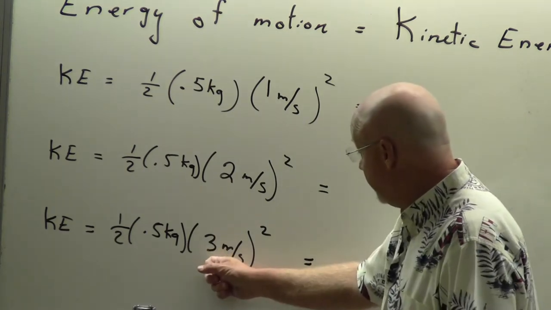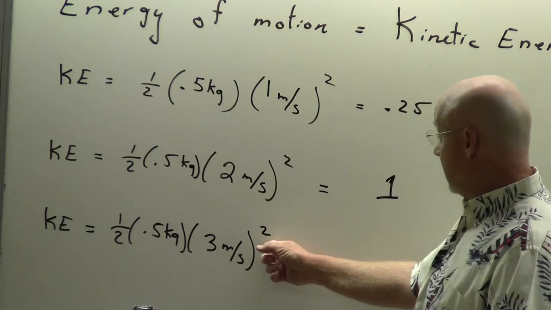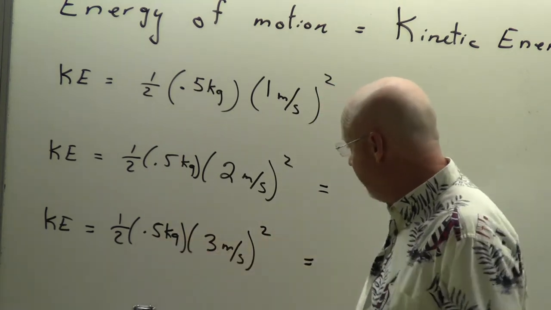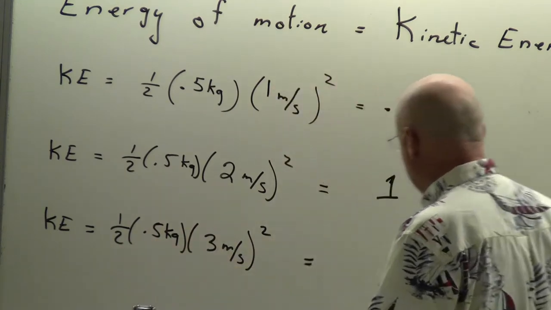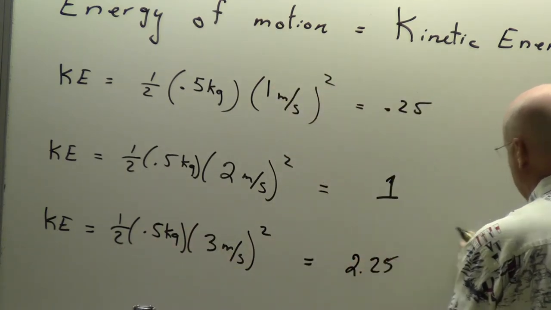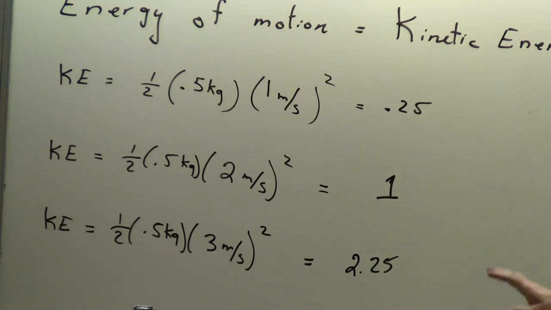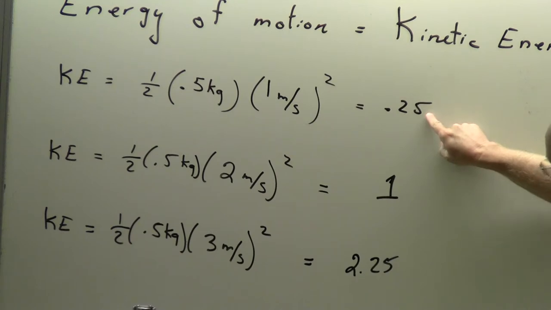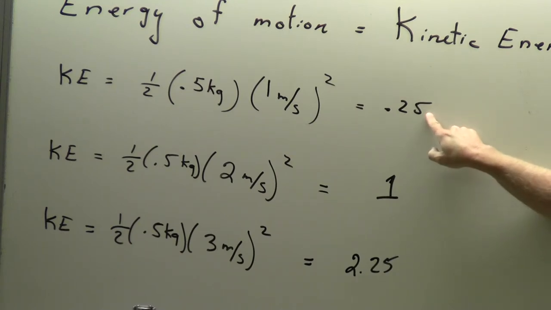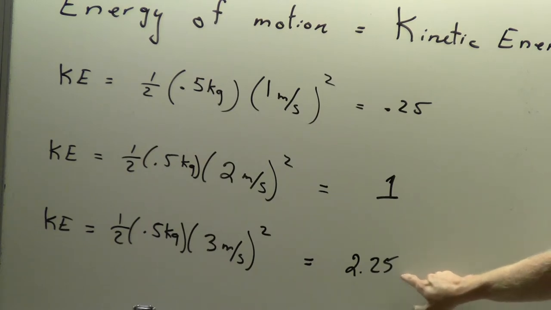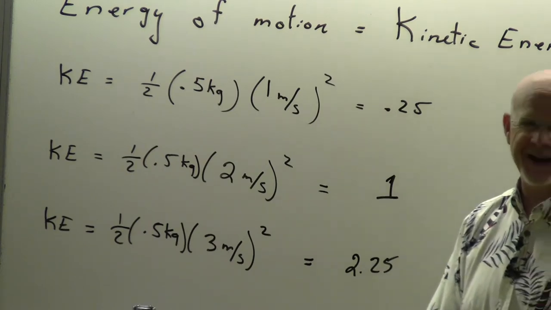Let's try this one. This is 3. And if I square it, that's 9. Take half of that, that's 4.5. Take half of that, that is 2.25. And again, this might take a little more work here, but if you take a quarter and multiply by 9, which is 9 quarters, you get 2.25.